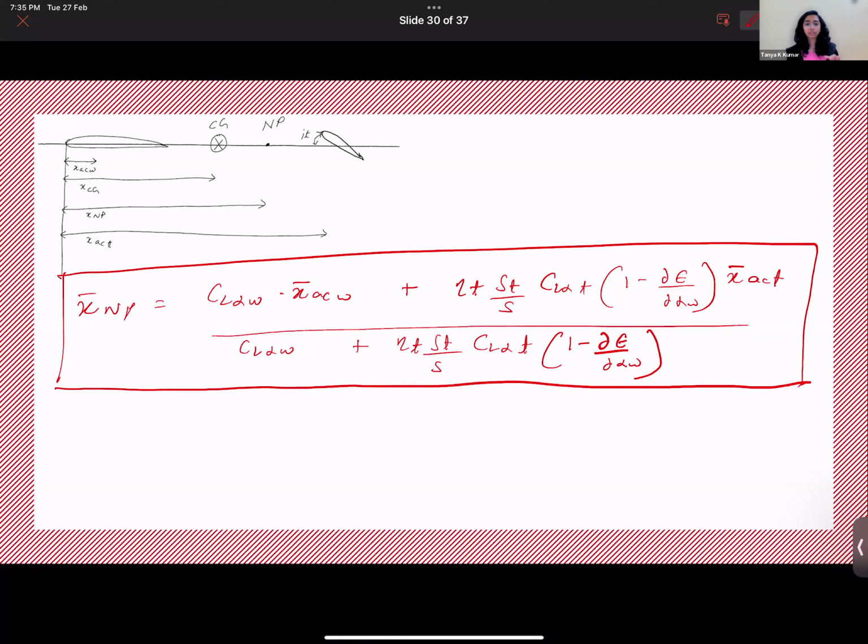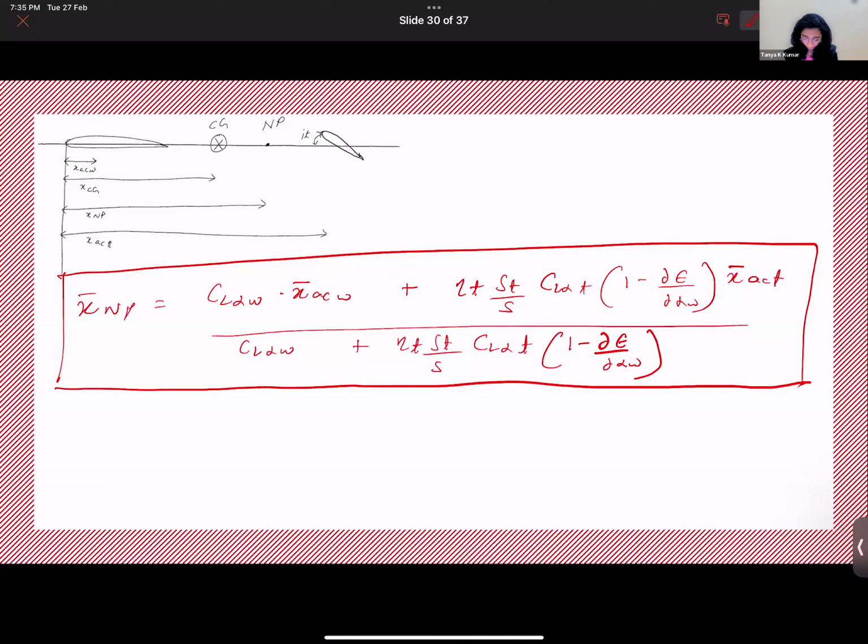Okay, so now just look at this equation, see the pattern it follows. It's like a weighted average. The neutral point is the weighted average of the aerodynamic centers, right? So how do you define the aerodynamic center and neutral point? They are the same definition. So neutral point is nothing but the aerodynamic center of the entire aircraft. Okay, so neutral point would be the weighted average of the aerodynamic centers of the various aerodynamic components. In this case, there is one wing and there's one tail. So it's the weighted average of these two components.